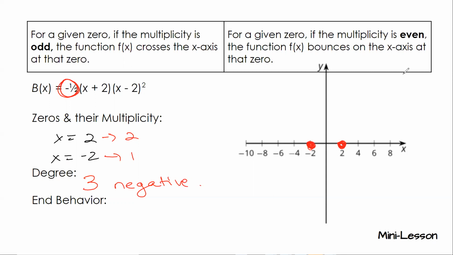Okay, so if it's positive, it's going to look like this, right? If it's negative, it's going to look like this, right? So it's going to go from up here, and it's going to come down. Am I going to cross or bounce at -2? Cross. Now, I will say that sketch is not going to be exact. You just want to know what the shape of the graph is going to look like, right?